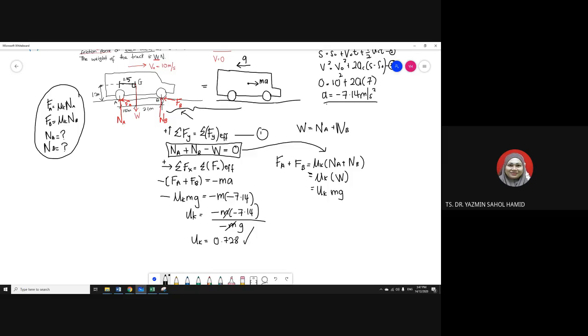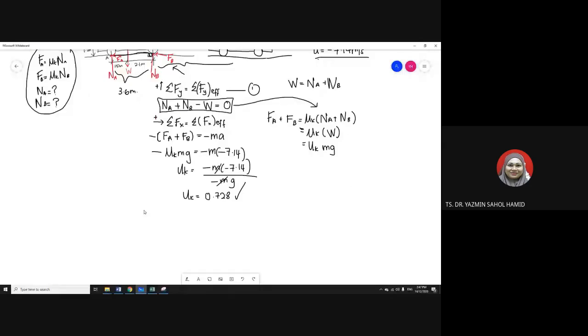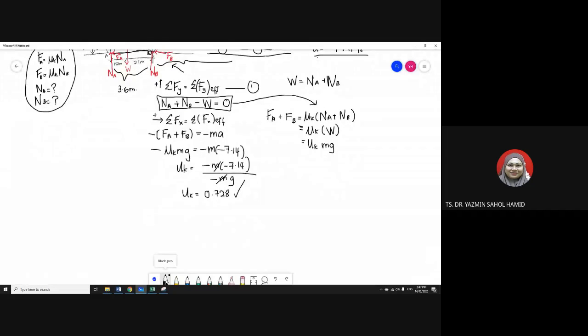For Nb, what is the perpendicular distance? It is from here to here, which is how much? 1.5 plus 2.1 is what? 3.6 meter. Okay? Alright, so now we are going to take moment. So another way is for us to take moment. Okay, so when you take moment about A, plus, take moment equals to moment M A.